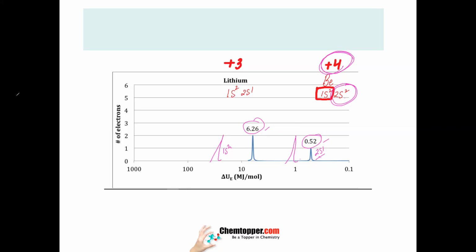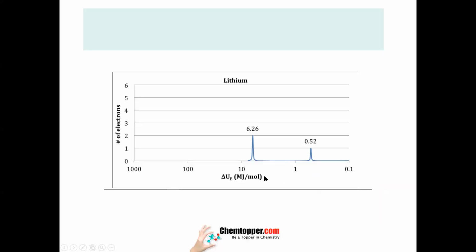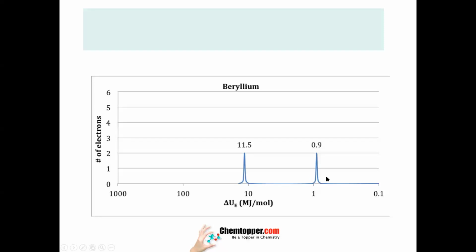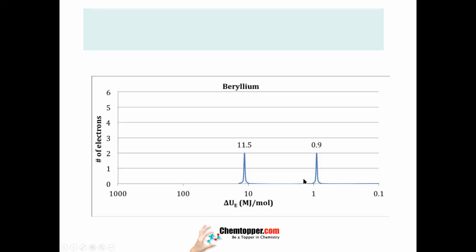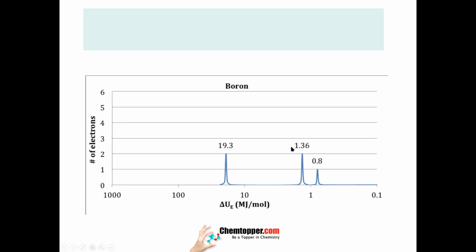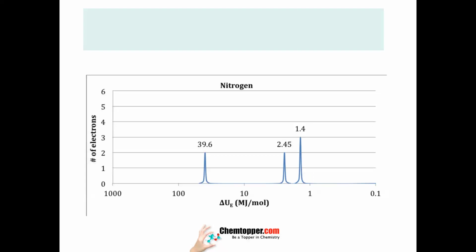So all these PES diagrams are there in the notes. This is beryllium. Check. The signal is shifting. Both the signals are on the right side of the lithium. Lithium is 6.26, 0.52. Beryllium is 11.5, 0.9. So they ask this question, why? Because beryllium has more nuclear charge, so its shells are more strongly attracted by the nucleus. See boron, carbon. See, signals are shifting, right? To the right, because nuclear charge is increasing.